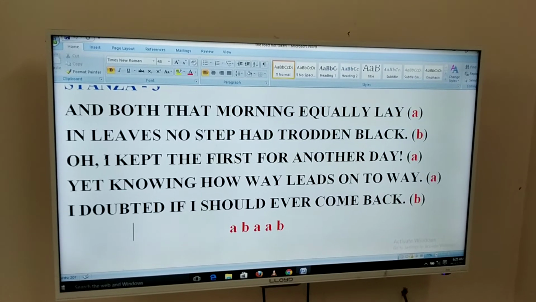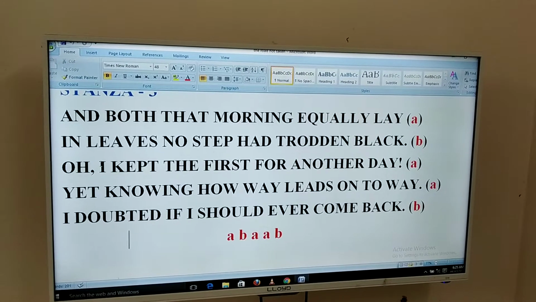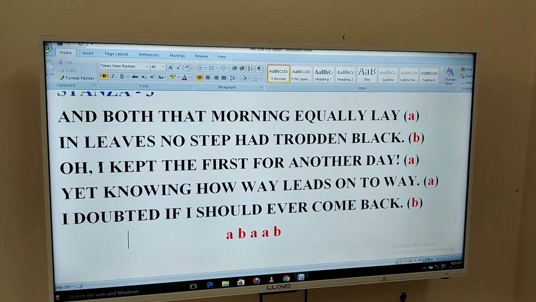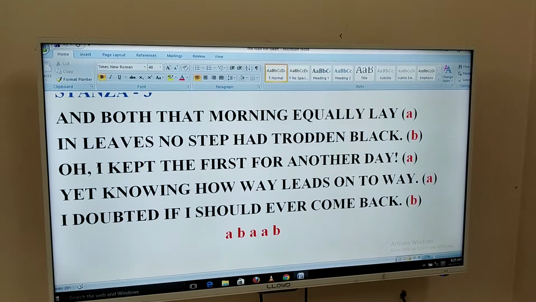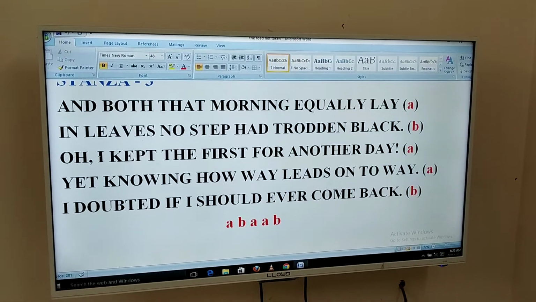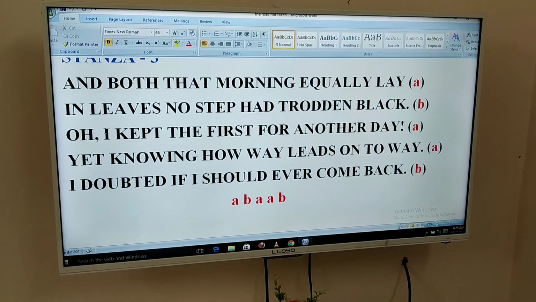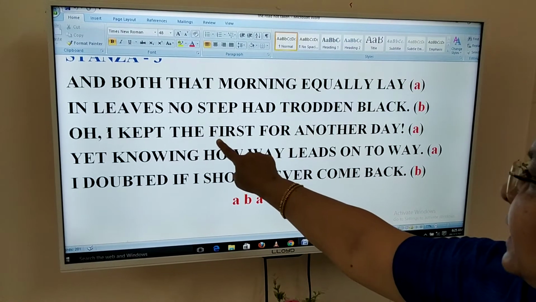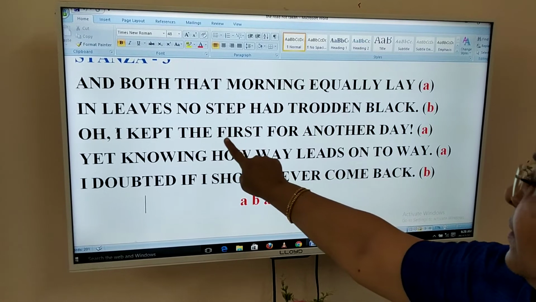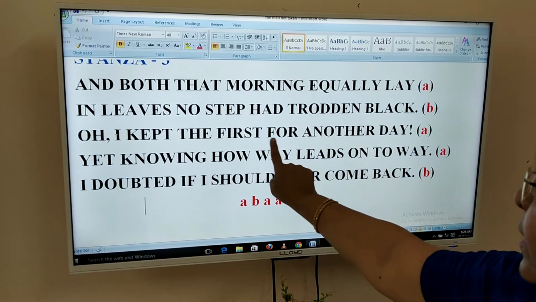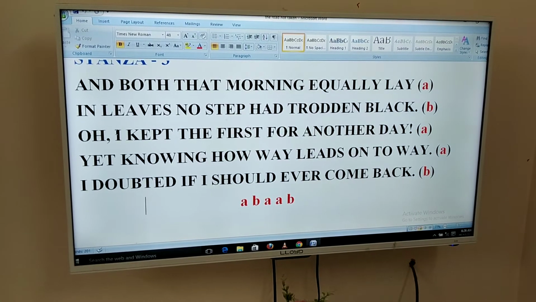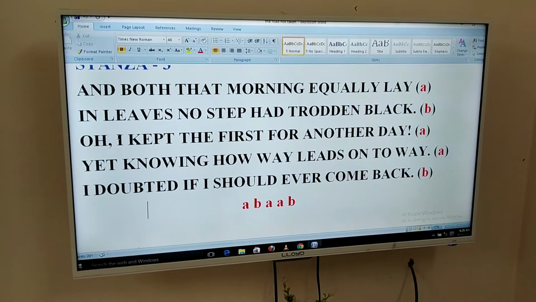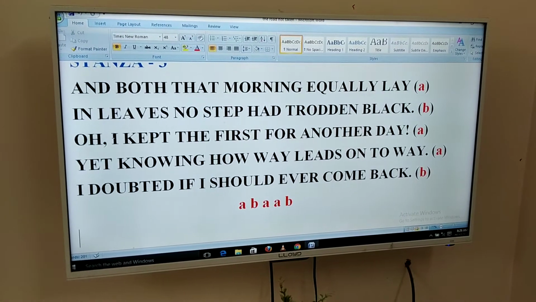And here again we have alliteration. Can you find out, students? Yes, the alliteration here is 'first for'. First, F sound, again F sound, 'first for'. So here we have the literary device alliteration. Now let's move on to the next stanza.